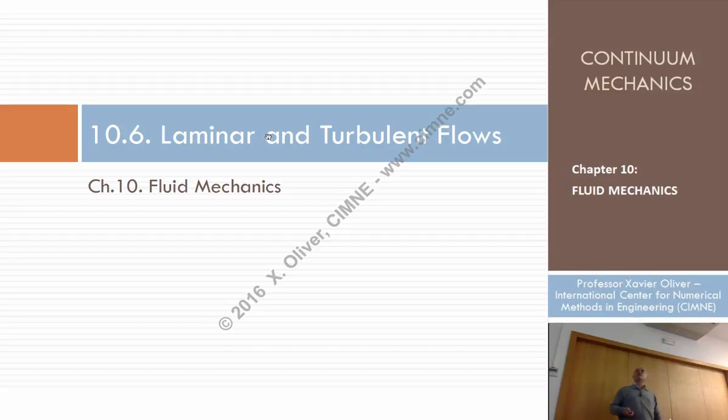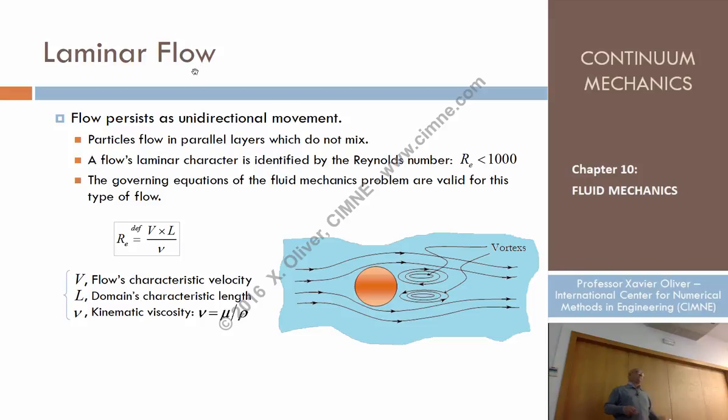So this takes us to the concept of laminar and turbulent flows. In general, at small velocities, as we have seen many times, we have what is called laminar flow. What is laminar flow? Typically, we can say it is when the trajectories, the path lines of the particles, don't mix with each other.